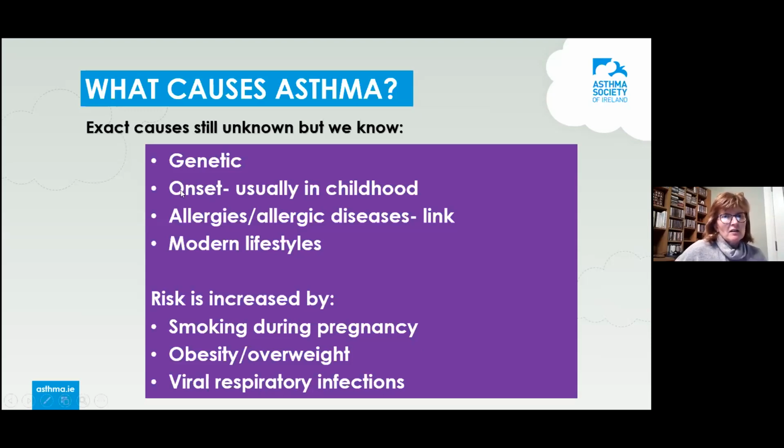Usually the onset is in childhood, but you can develop asthma at any stage of your life. I've diagnosed people in their 60s and 70s and 80s with asthma, never having had it before. So it is a condition that can hit at any stage of the life cycle. If there's a history of allergy or allergic diseases in the family, there is definitely a link and it increases your risk of having asthma as well.